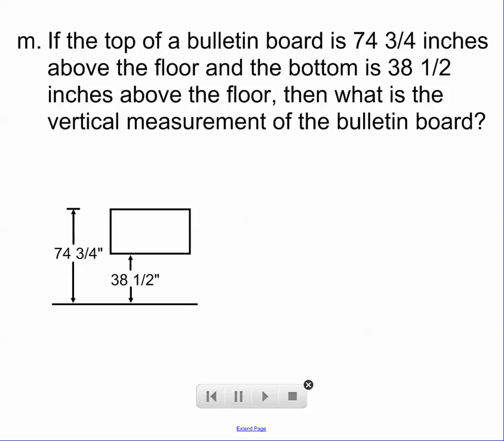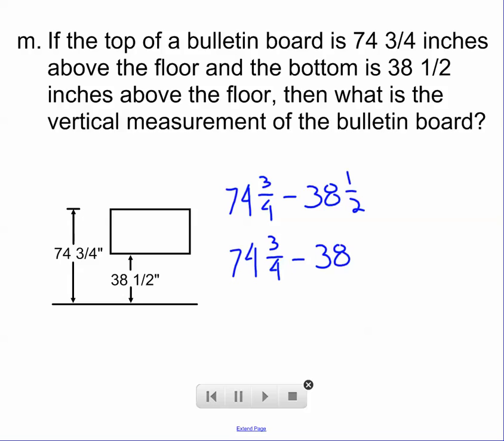If the top of a bulletin board is 74 3/4 inches above the floor and the bottom is 38 1/2 inches above the floor, then what is the vertical measure of the bulletin board? We're trying to find this measure right here. We can do that by subtracting the distance from the floor from the distance from the top. So 74 3/4 minus 38 1/2. Got to get a common denominator. Let's change the 38 1/2 to 38 2/4. We don't need to borrow from the whole number because 3/4 is greater than 2/4.